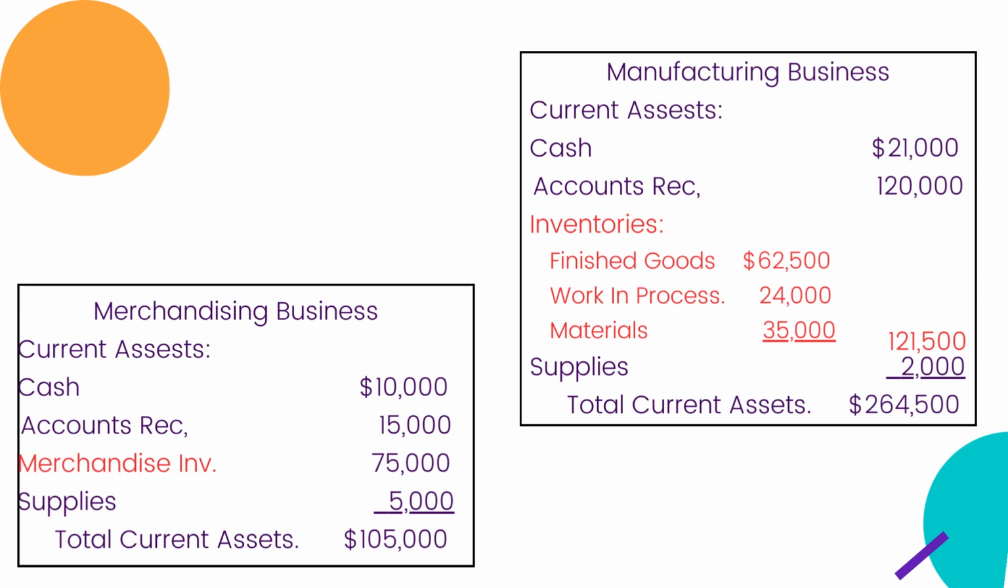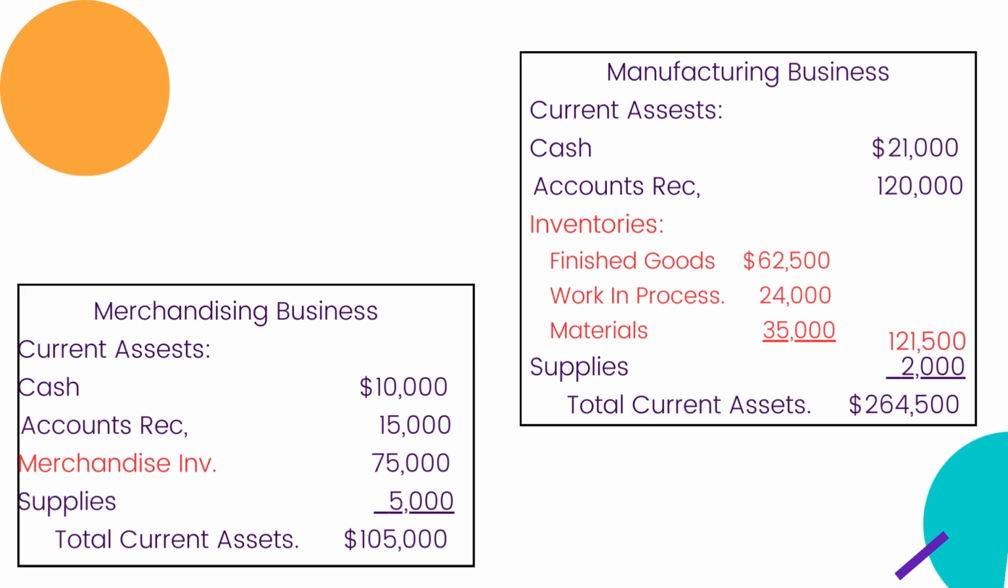In a merchandising business, it's just simple addition. You're going to add your inventory account with all other current assets accounts to get your total current assets. However, when you look at a manufacturing business, we go a little deeper because we don't only have one inventory account, we have three inventory accounts. So if we're looking at our current assets, we're going to start with cash. In this example, this manufacturing business has cash of $21,000, accounts receivable of $120,000, and then we have inventories for a total of $121,500 and supplies for a total of $2,000.